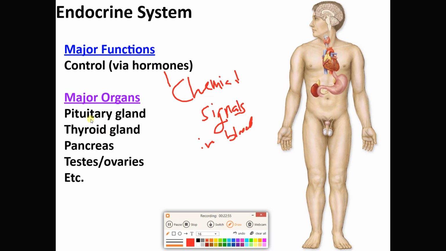Endocrine organs can include ones like the pituitary gland, the thyroid gland, the pancreas, which is also a digestive organ. So notice how it's doing double duty, belonging to two separate systems. The testes, which make testosterone, and the ovaries, which make estrogens and progesterone. Again, these are organs that belong to multiple systems. So endocrine's kind of unique in that regard. We'll do a little bit of endocrine stuff this semester, and a little more in AP2.